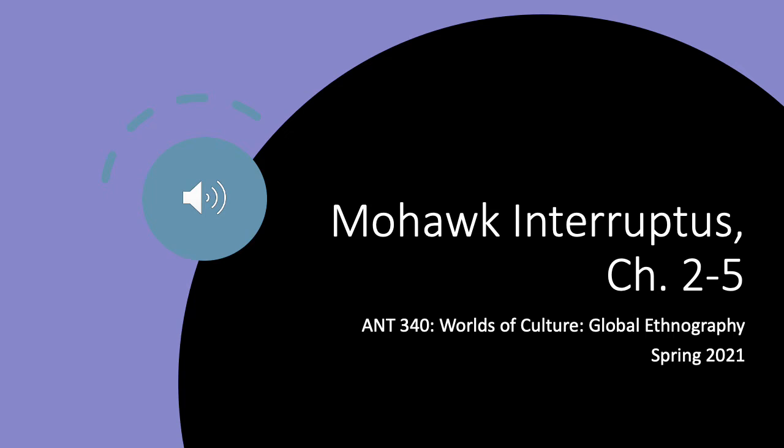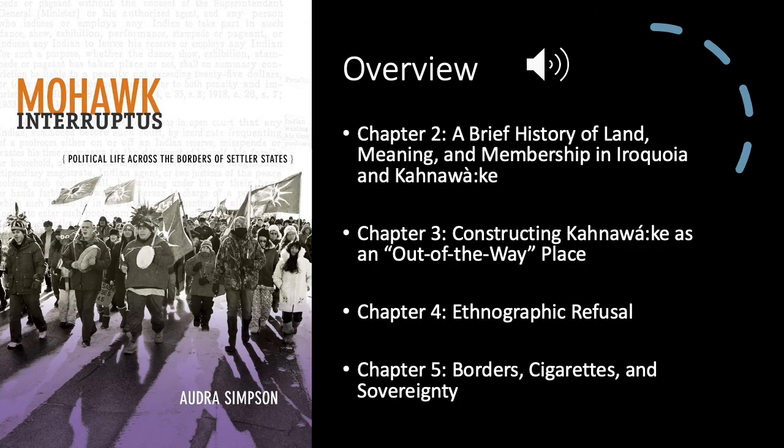Today I'm going to cover chapters 2 through 5 from Mohawk Interruptus. As an overview of the structure of the presentation for today, Chapter 2 provides a historical context or overview for the rest of the ethnography. This is common in ethnographic monographs, or books. Sorry, that was a fancy word for a book. It is common to have the second chapter be a historical background.